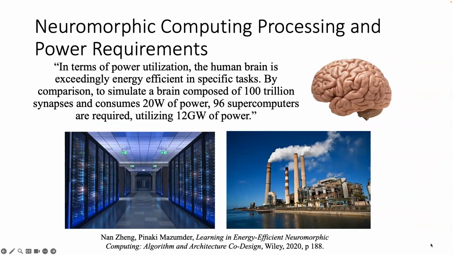This is a resource that I was leveraging when I did some of my research, and it was trying to consider what would it take to do the neuromorphic computing realization of a human brain. And so this is a quote from this resource here. In terms of power utilization, the human brain is exceedingly energy efficient in specific tasks. By comparison, to simulate a brain composed of 100 trillion synapses and consumes 20 watts of power, 96 supercomputers are required utilizing 16 gigawatts of power.